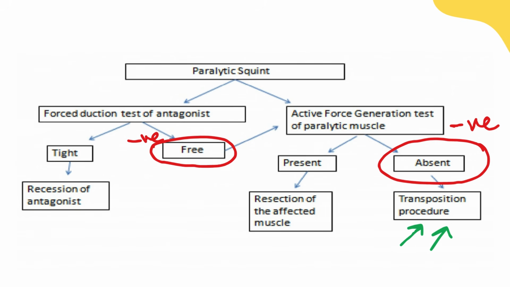Okay, so before planning a transposition, make sure that the globe moves freely and the paralyzed muscle shows no contractile force. We'll basically be discussing transposition in our future videos. So if restriction is felt first, always recess the tight antagonist before considering a transposition.